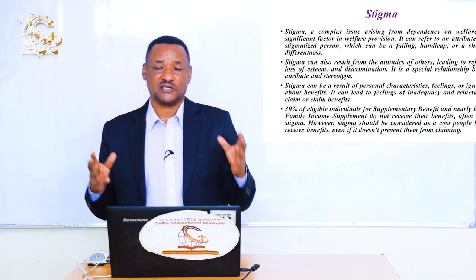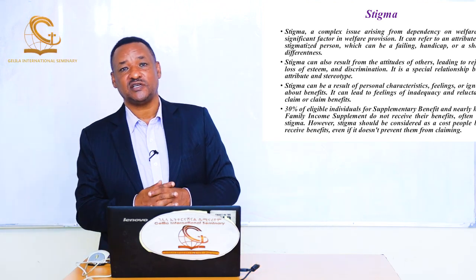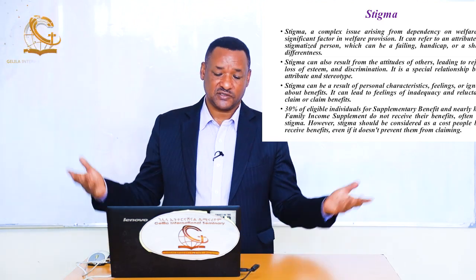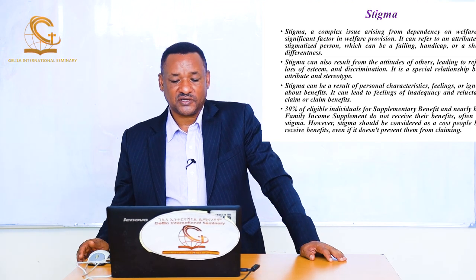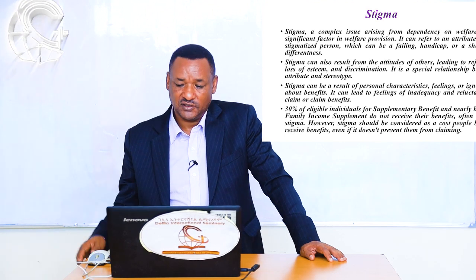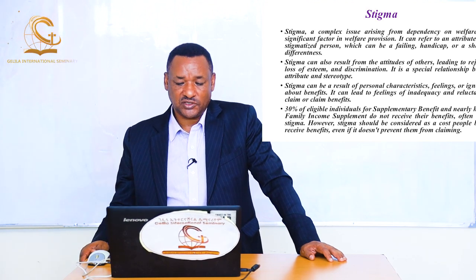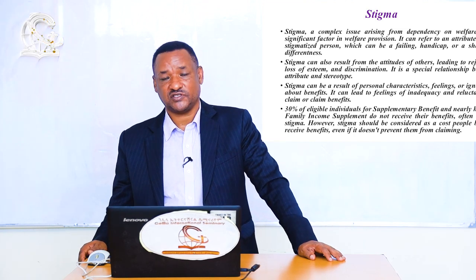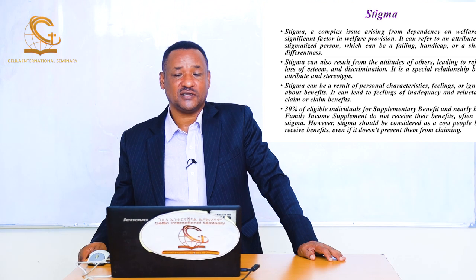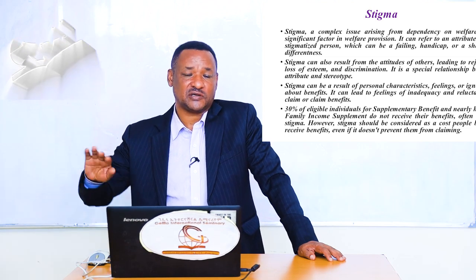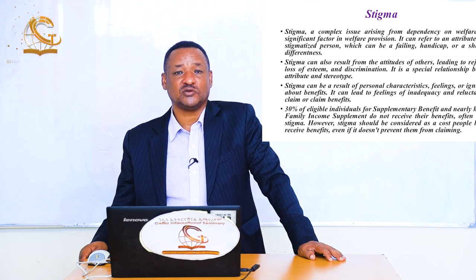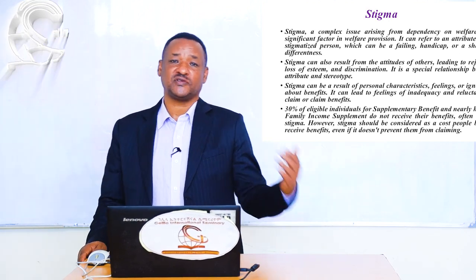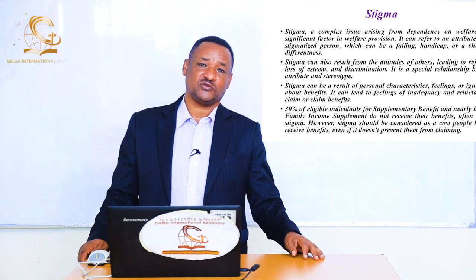Because of that, the stigmatized society will leave the society, being stigmatized because of the rejection. Stigma can be a result of personal characteristics and also feelings or ignorance about benefits. It can lead to feelings of inadequacy and reluctance to claim benefits. Some societies are stigmatized and also discriminated against. Because of that, they are not able to ask for or claim benefits from the society, from the government, or from any sort of institutions.